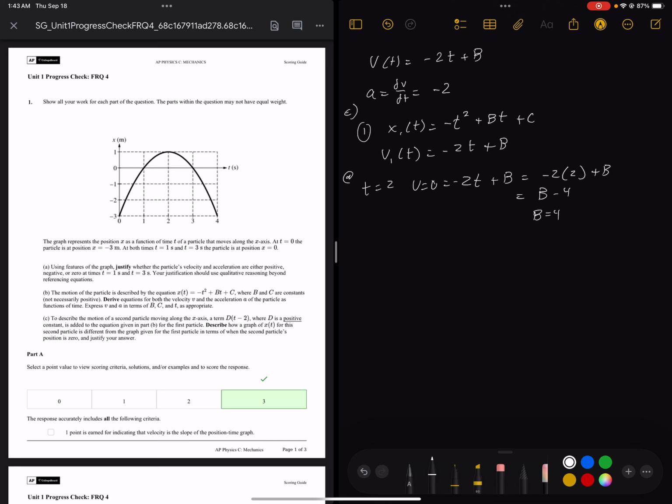Now, when I solve for... Oh, okay. So that's my function for the velocity. And then here we're going to look at the... Oh, we can look at the position as well at t equals 2.